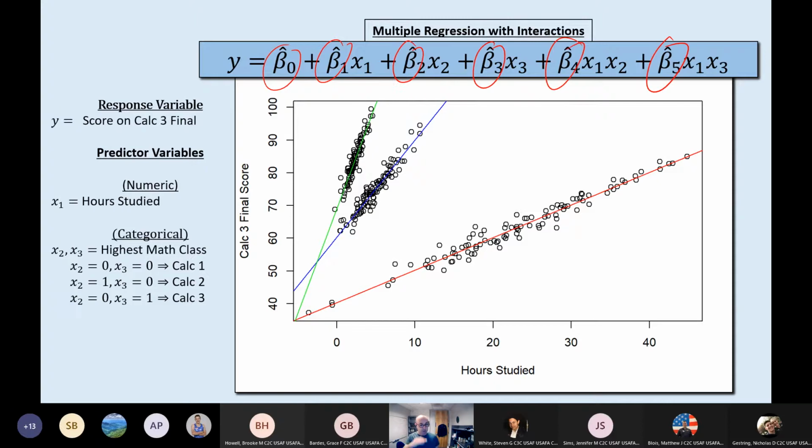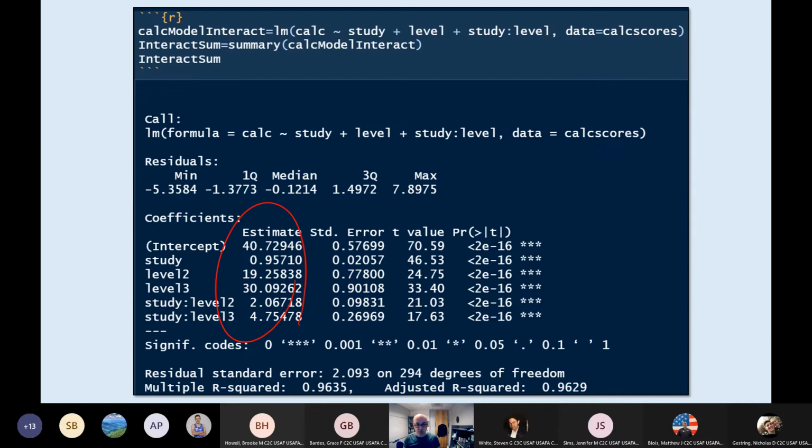And you should be able to look at a list of equations, and based on those, find the one that says 40.729 plus 0.95 times study plus 19.25 times level 2, and so on, right? And understand that connection of what is going on there.